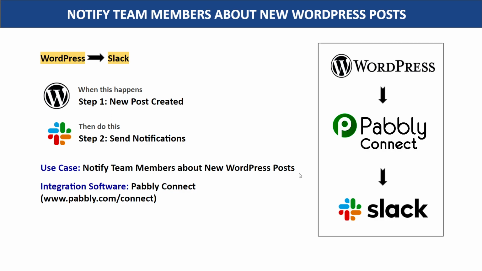So here I would suggest that you bring in some automation so that whenever a new post is created in WordPress, a notification is automatically sent on Slack. In this video, we will be using Pabbly Connect to integrate WordPress and Slack. The best part of using Pabbly Connect is there is no need for coding skills or programming knowledge. It can be done easily. Let me show you with an example.